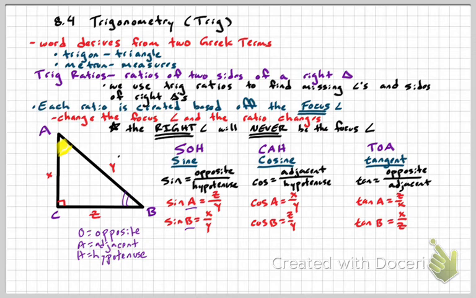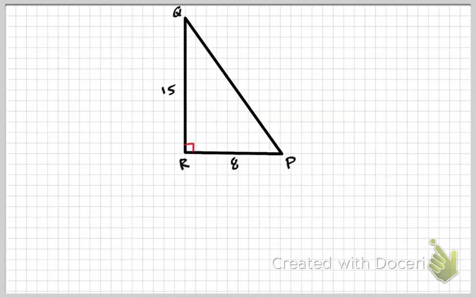SOHCAHTOA. Memorize it. Makes your life a whole lot easier. Okay? So let's see how this would work in an actual example. So I'm going to put out triangle QRP, and now notice I put actual measurements in there. Notice I'm also not giving you any angles, because today we're only focusing on being able to set the ratios up correctly.